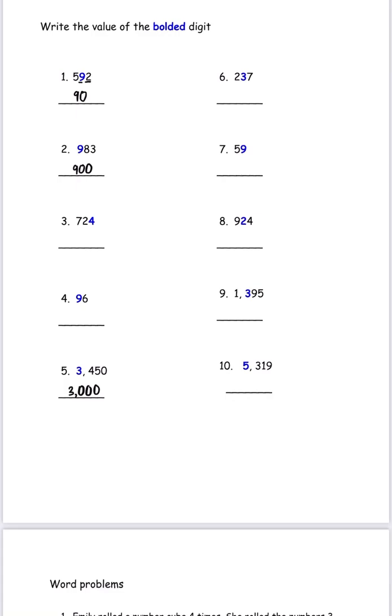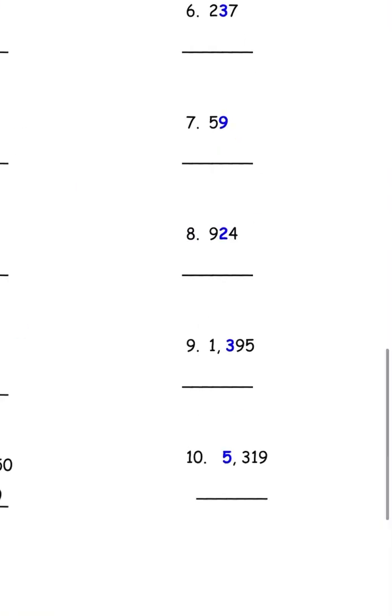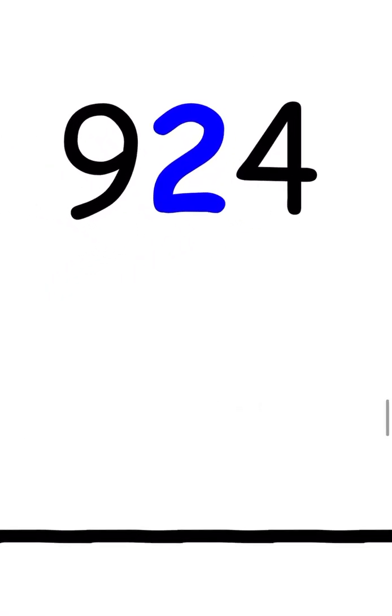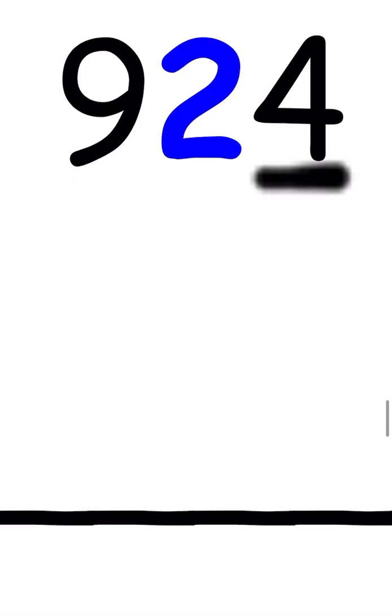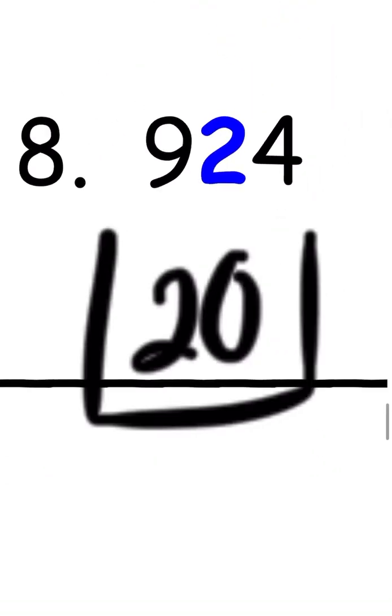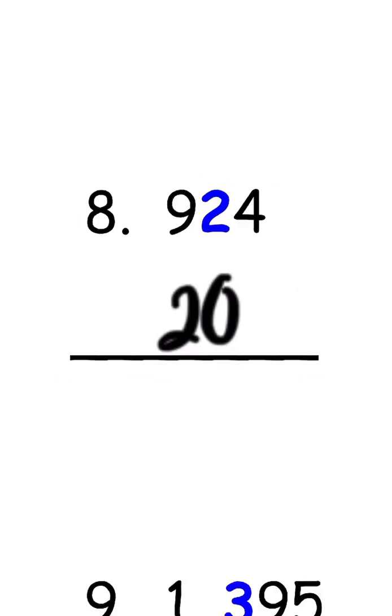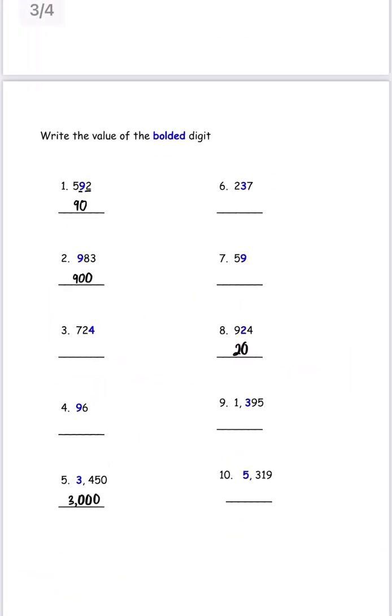Lastly, let's look at number 8. For number 8, we have 924. And 2 is bolded and 2 is in the tens place. So there will be 1 zero. Therefore, 20 is going to be the answer for number 8. Let's move on to the next page.